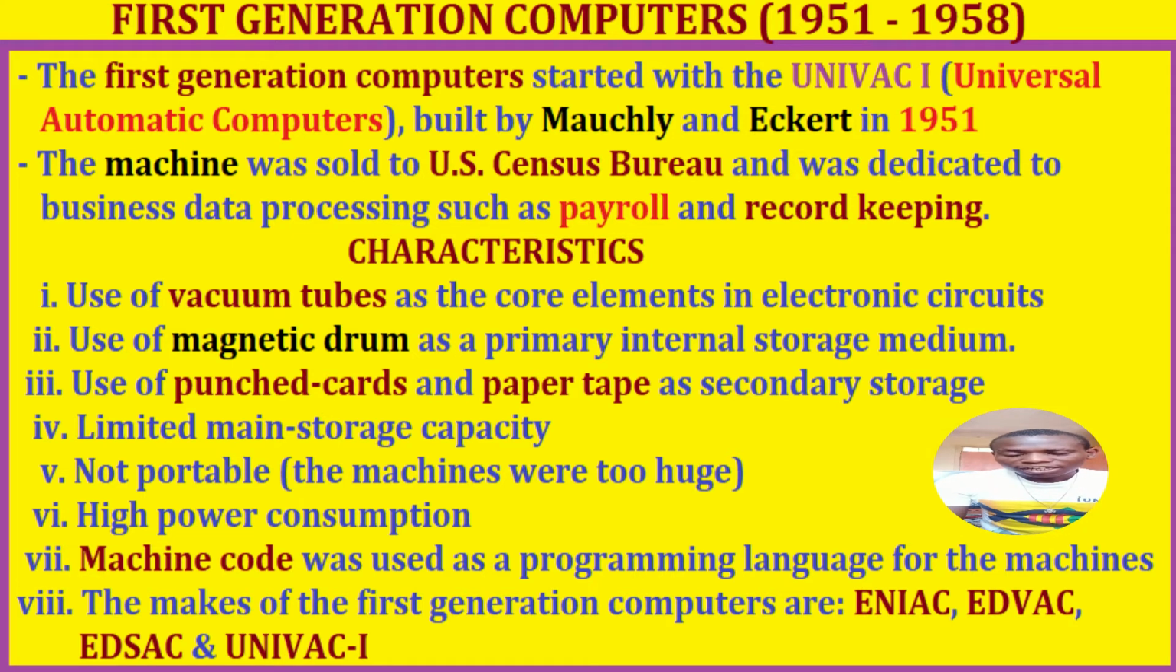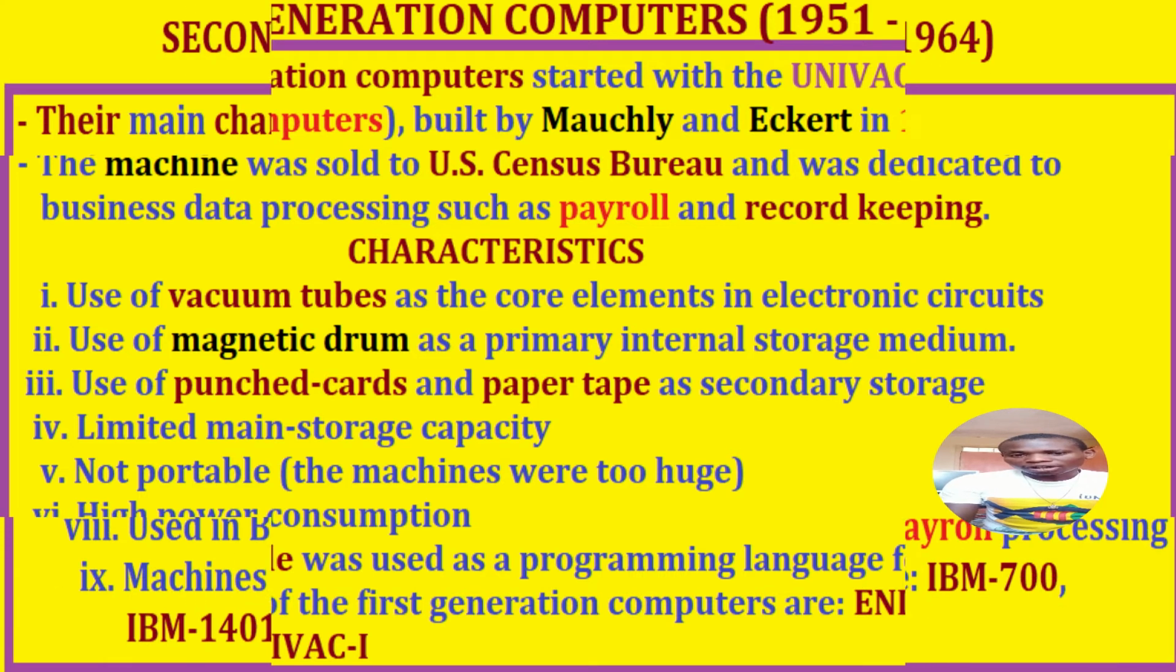The seventh characteristic is that the first generation computers used machine code as a programming language for the machines. The makes of the first generation computers included ENIAC, EDVAC, EDSAC, and UNIVAC 1.